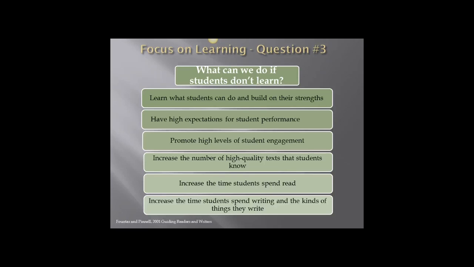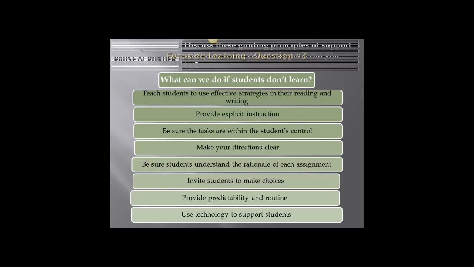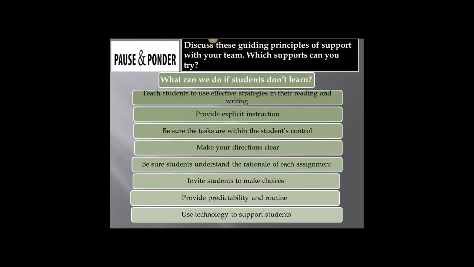Question number 3, what do we do if students don't learn? We need to learn what students can do and build on their strengths. We need to figure out where they are in order to move them forward. Also, we need to teach students to use effective strategies in their reading and writing. This is the purpose of small group reading instruction, because we're able to explicitly model at the child's pace the specific strategies that they need to replace their ineffective strategies. Pause and ponder to discuss these guiding principles of support with your team. Which supports can you try?